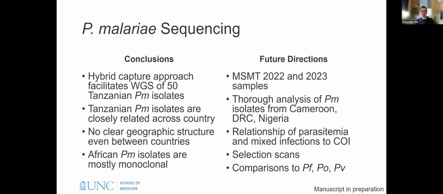In the future, I'm going to also be doing this on the samples that we collected in 2022 and 2023. There will be, before this work is published, a more thorough analysis of the isolates from Cameroon, DRC, and Nigeria. And we'll also be doing a better job of characterizing how parasitemia and the presence of other species in those infections relate to complexity of infection. We'll be doing some selection scans on these isolates. And then finally, we'll be doing some comparisons to PF, PO, and PV, looking at nucleotide diversity and orthologs between those species.